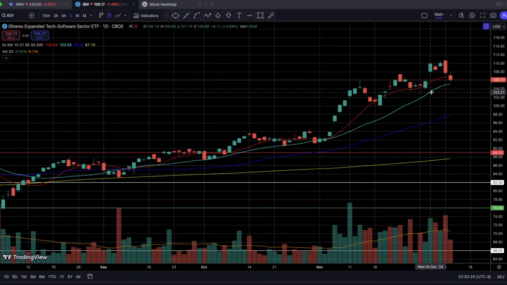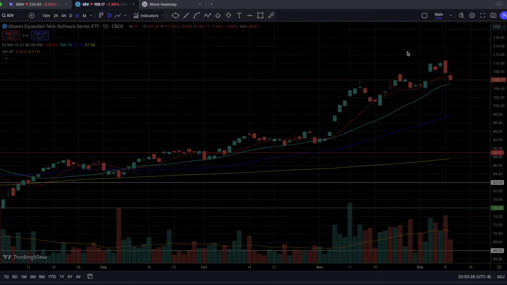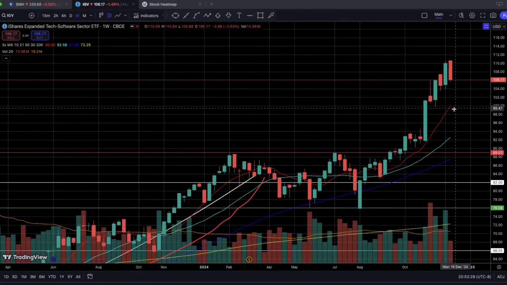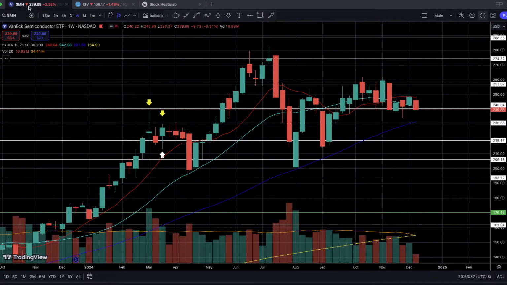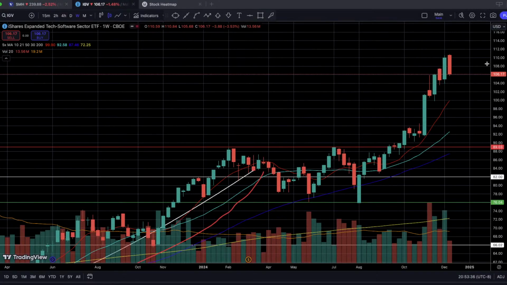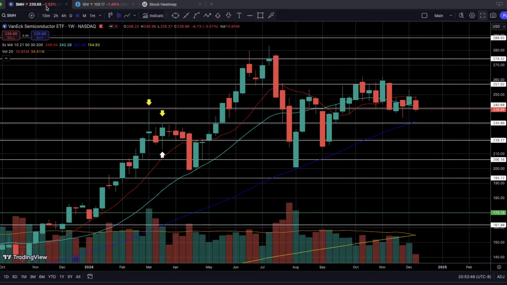Once that occurs for IGV, the weekly 10 SMA should be retesting with the 10 SMA as well on its own time frame, right? But anyways, what I'm trying to convey to you guys here is that IGV is very strong, right? It's just having a nice exhaustion pullback. That's it, all right? But SMH is doing the complete opposite.